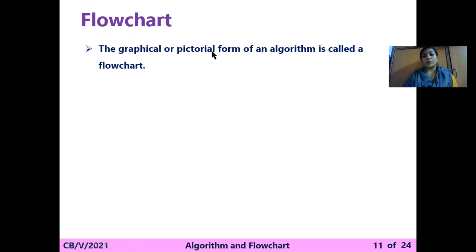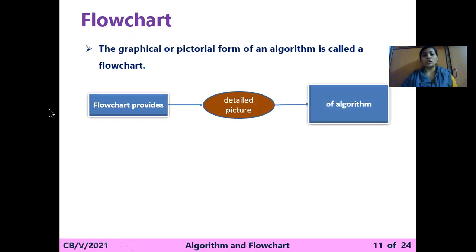A graphical or pictorial form of an algorithm is called a flowchart. So a flowchart is a part of an algorithm. If you know how to create an algorithm, how to write an algorithm, then it's easy for you to create a flowchart. And it's a very simple and easy way to create your own flowchart. Right? So now let's learn about the flowchart. A flowchart provides us a detailed picture of an algorithm.